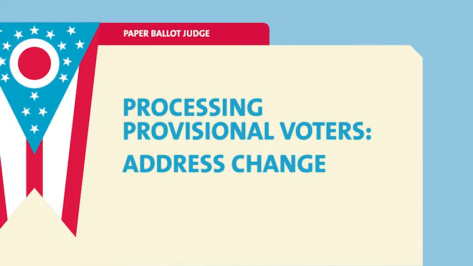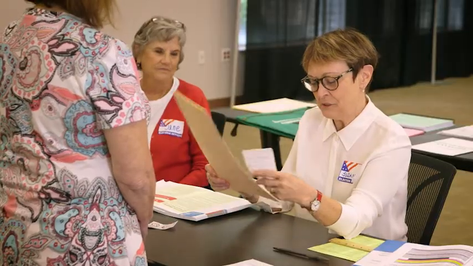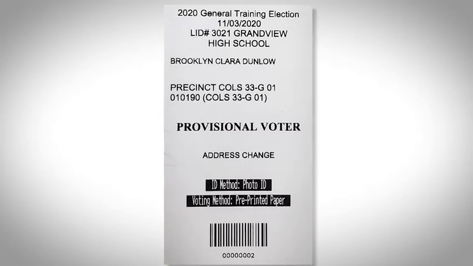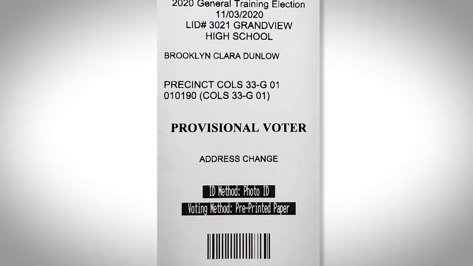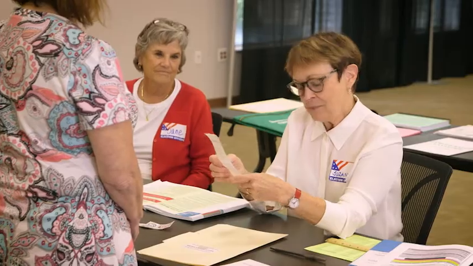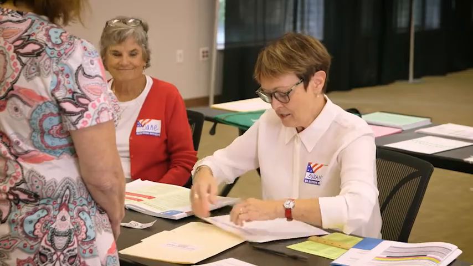Now, let's practice processing some provisional voters. Our first example is Brooklyn Dunlow. When she arrives at your table, we greet her. Say, "Good morning. May I please have your reason for paper ballot slip?" Confirm that the slip has provisional written across the top and voting method says paper at the bottom. Then place the form in the reason for paper ballot slip envelope.